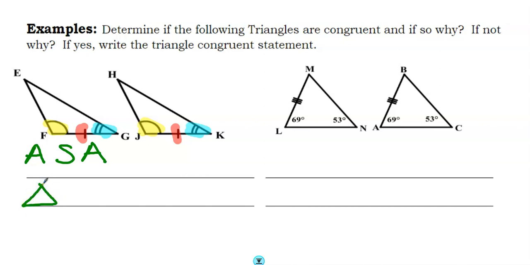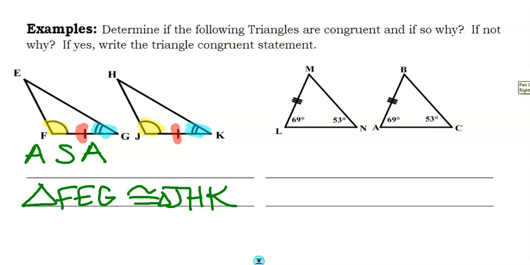So triangle FEG is congruent to, so look at the F, what else has 1 curve? J does. And then look at E, what corresponds to E? H. And then what corresponds to G? K. So FEG, and I forgot my little triangle, is congruent to triangle JHK. All right, now let's try this next one.